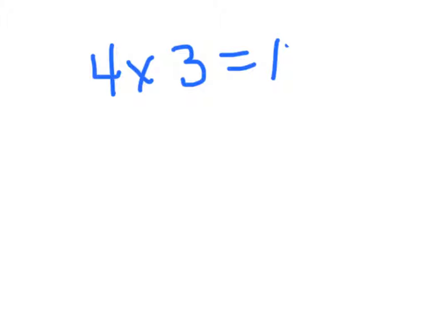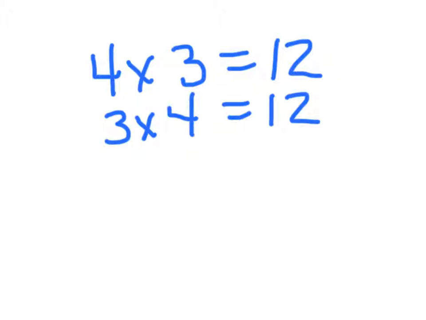Let's first start out with a basic fact. We know that 4 times 3 equals 12. We also know, because of the commutative property, that 3 times 4 also equals 12. But what happens when we decide to start with 12 and divide it 4 ways? Will we still get 3? Or if we start with 12 and divide it 3 ways, will we still get 4? Let's test that out.